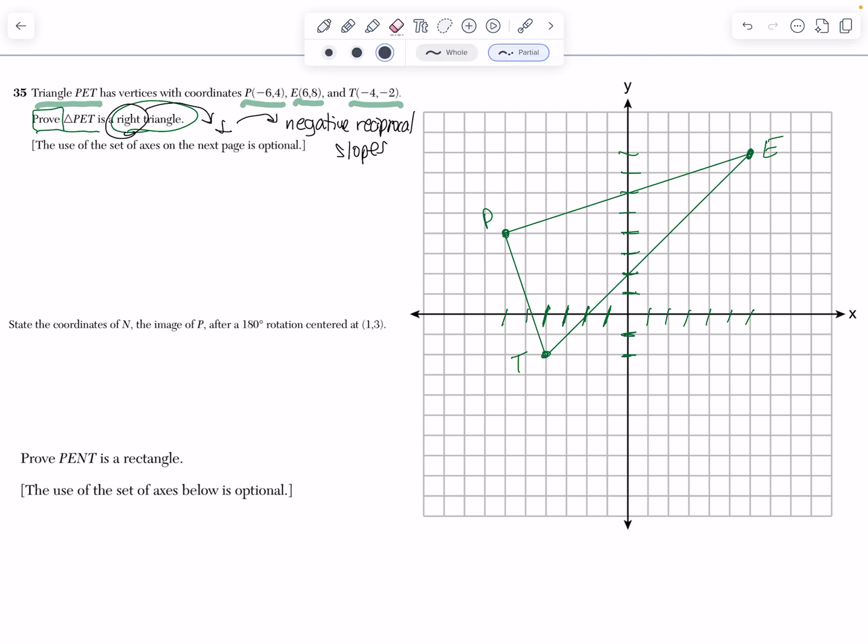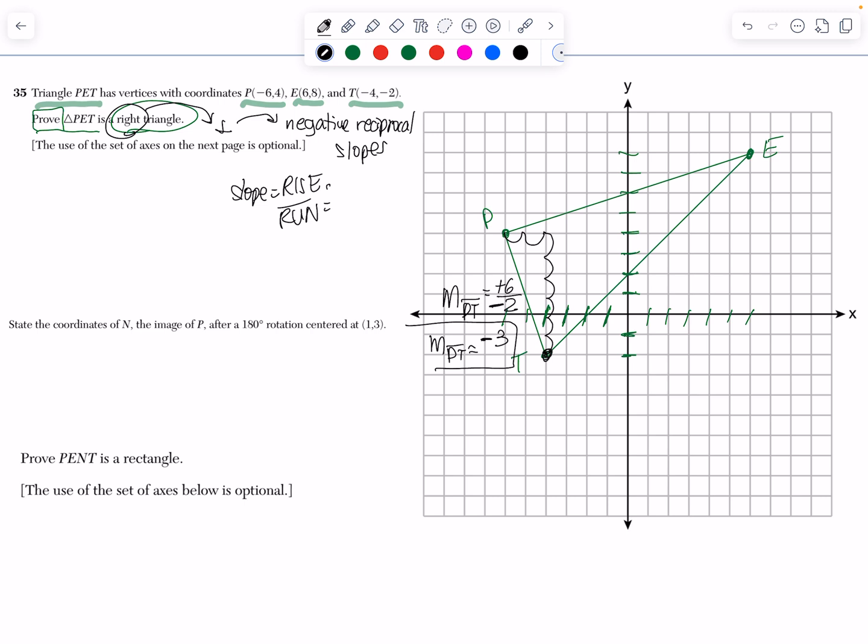So let's go ahead and find the slope of line segment PT. And remember, slope is rise over run. So from T, I'm going to go up 1, 2, 3, 4, 5, 6. Since I went up, it's +6. And then I'm going to go to the left, 1, 2. Since it's left, that means -2. And so +6 divided by -2 is -3. So the slope of PT is -3.